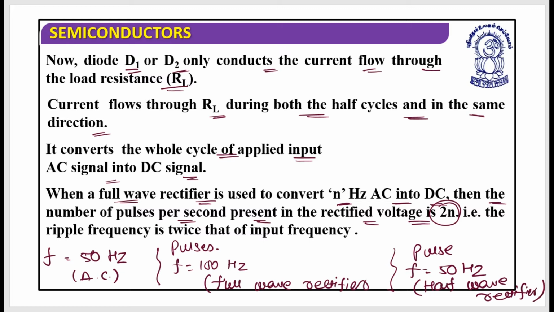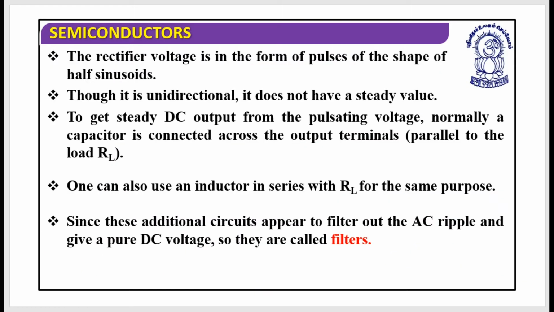Yes. So the ripple frequency is twice that of the input frequency, and the rectified voltage is in the form of pulses of the shape of half sinusoids. And though it is unidirectional, it does not have a steady value. That is what we talked about, that it is not exactly DC.